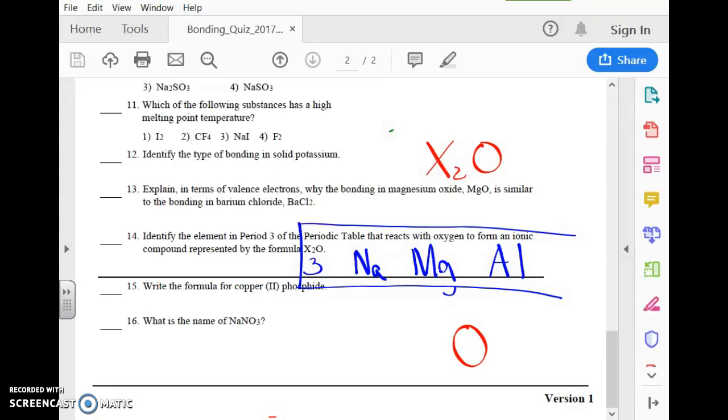So if I guess, I have a 33% chance of being right. Why don't we increase our odds a little bit? Let's look at their charges. Na is positive 1, Mg is positive 2, and Al is positive 3.